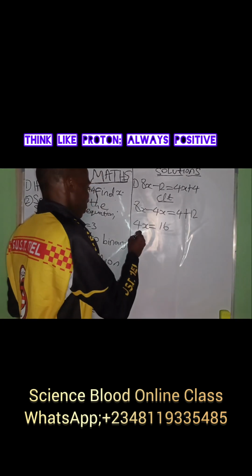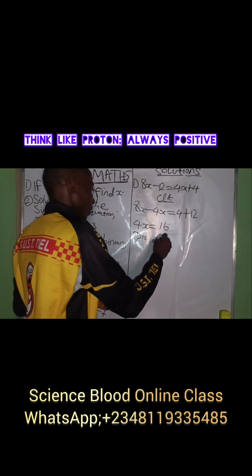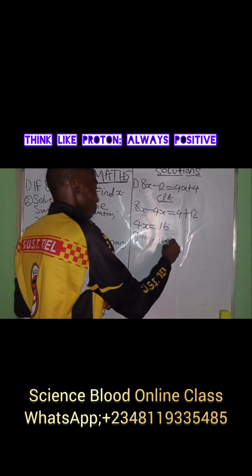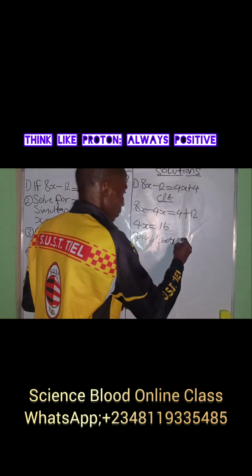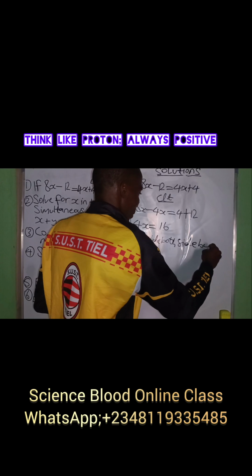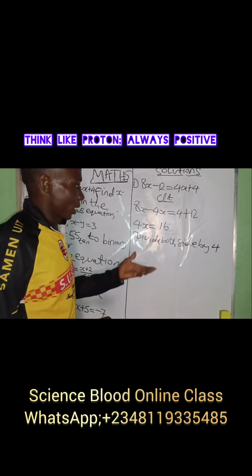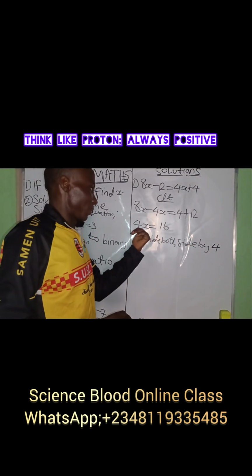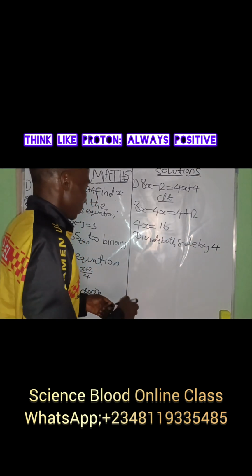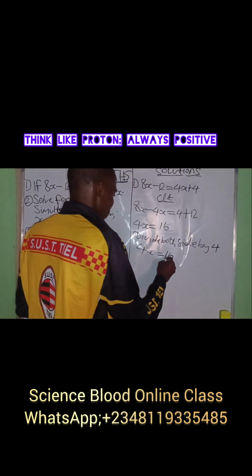Yes, dividing both sides by 4. Alright, you have to divide both sides by 4 because 4 is the coefficient of what? X here. And this implies we have 4x equals 16.